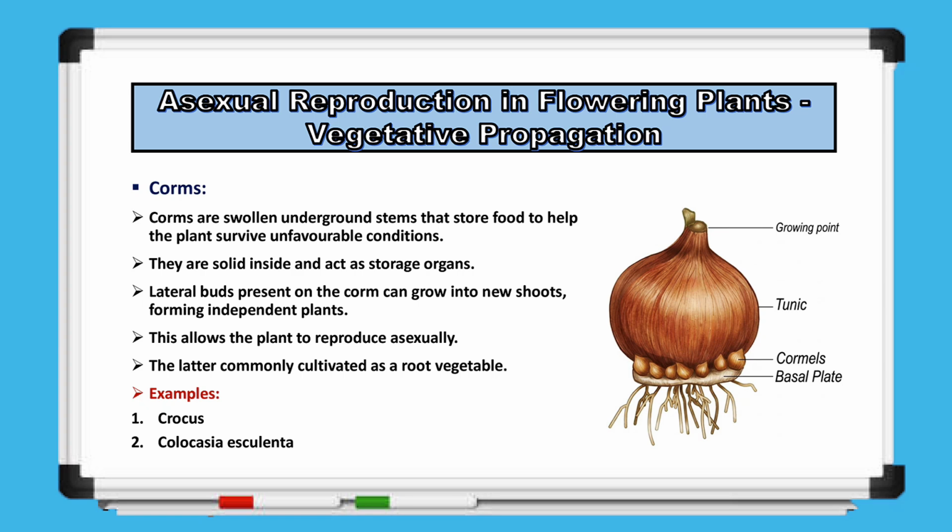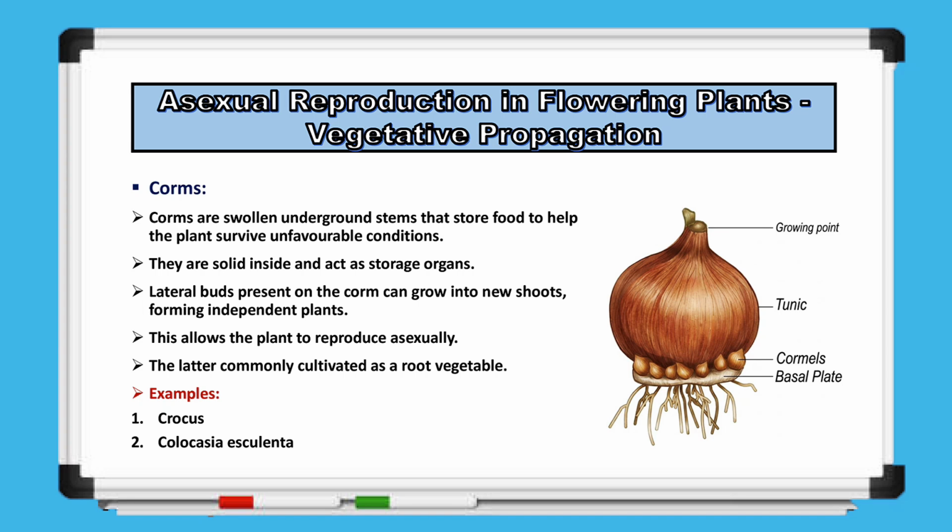Corms are swollen underground stems that store food, helping the plant survive during unfavorable conditions. Unlike bulbs, corms are solid inside and function primarily as storage organs. Lateral buds on the corm can develop into new shoots, giving rise to independent plants. This process allows the plant to reproduce asexually and spread efficiently. Corms are commonly cultivated as root vegetables. Examples include crocus and colocasia esculenta.